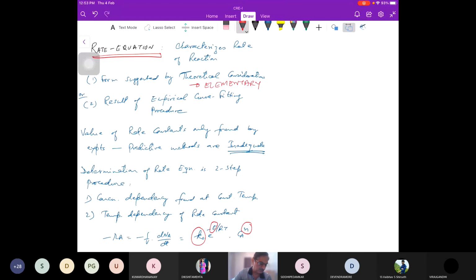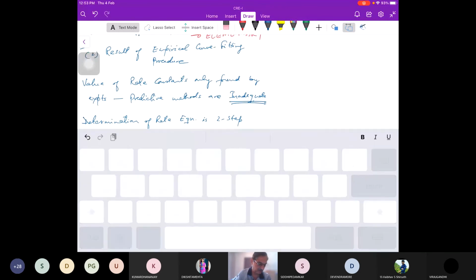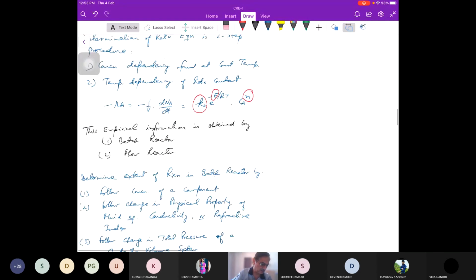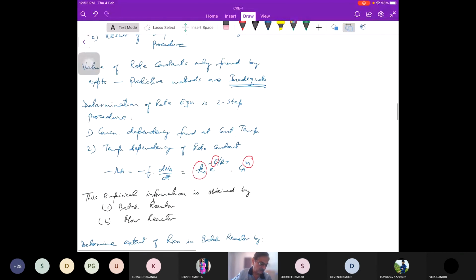Mostly it is the result of curve fitting or laboratory studies. Okay. The value of the rate constants is only found by experiments. Predictive methods are not really good. So determining the rate equation is a two-step procedure. First, we need to find the concentration dependence, that means the order of reaction.